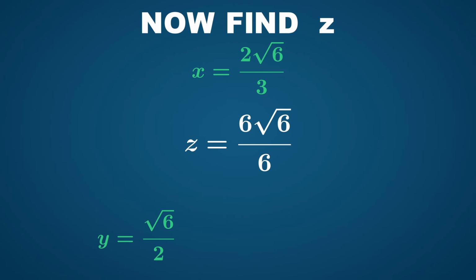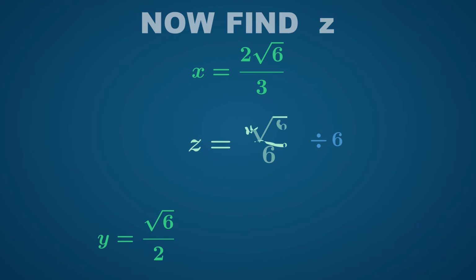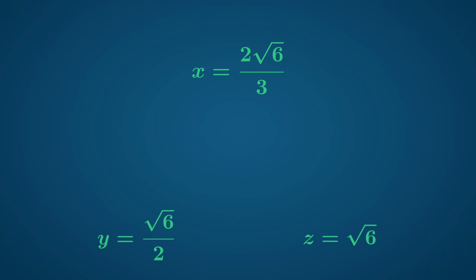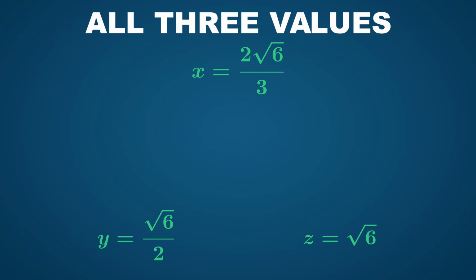We have a 6 in the numerator and a 6 in the denominator right now. These two 6's cancel each other out completely in this fraction. This leaves us with just the square root of 6 for the variable z. We have successfully found the full set of values for x, y, and z.